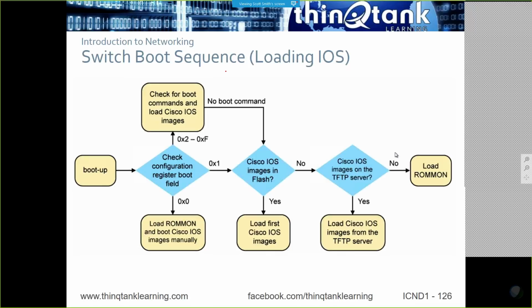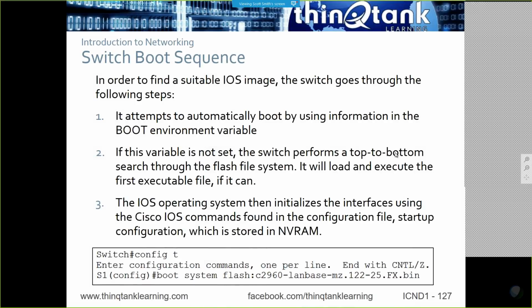Okay? So the first step in the boot up process is to load the iOS. The second step is then to load the configuration. Now, as far as the switch or router goes, we automatically boot by using the boot variable. Now, these boot variables are not set by default. Remember I said there was this boot system command? I just gave you an example of what that boot system command is at the bottom of this slide. It's a global configuration command where you can specify which image to load for the device.